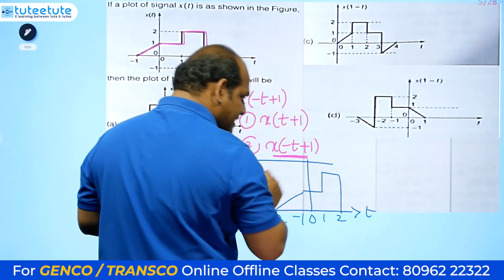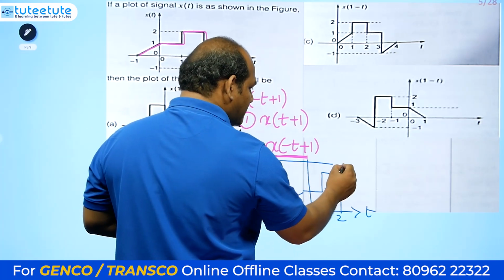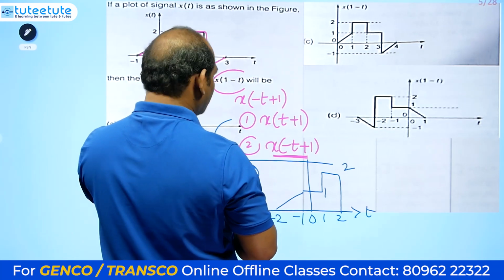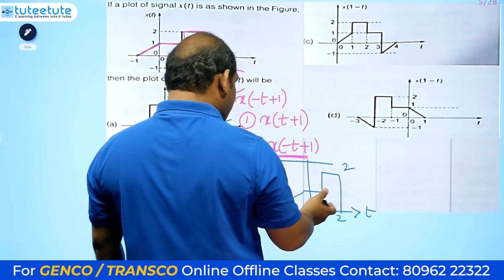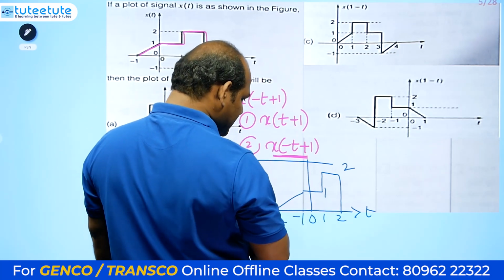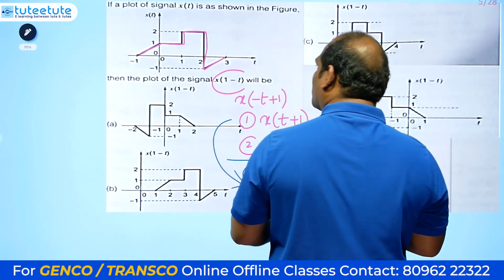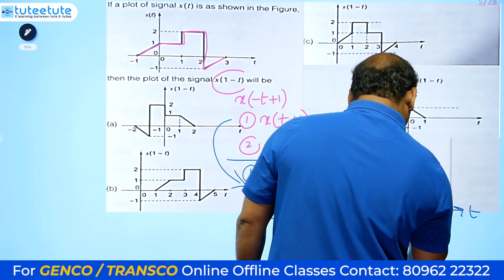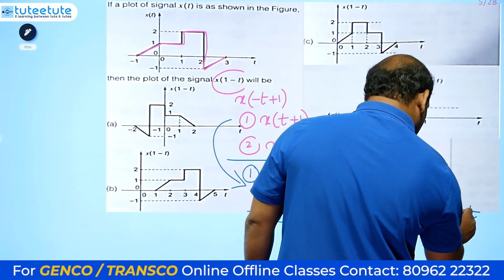Here the y-axis is there. Here the amplitude is 1. Here the amplitude is 2. So that is what we need to apply. By shifting this particular signal to the left side, we got this one. Now if you rotate this one, I will draw here again properly: -1, -2, 0, 1, 2.